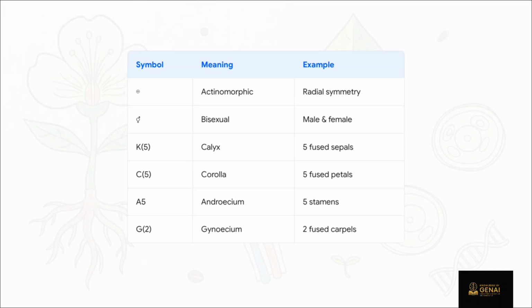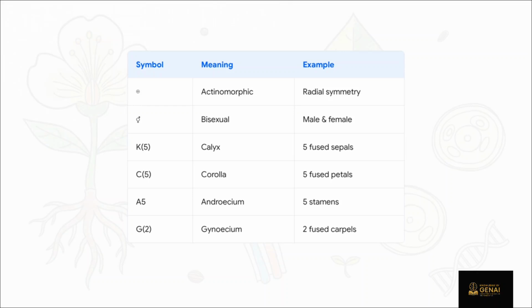Okay, so here's what's truly amazing about botany. All of this intricate three-dimensional architecture we've just visualized cinematically, it can all be collapsed into a single, elegant string of mathematical symbols. This is known as a floral formula. Let's look at the structural code for the Solanaceae family, which includes things like potatoes and tomatoes. That circle with a cross, that denotes radial actinomorphic symmetry. The combined male-female symbol means it's bisexual.